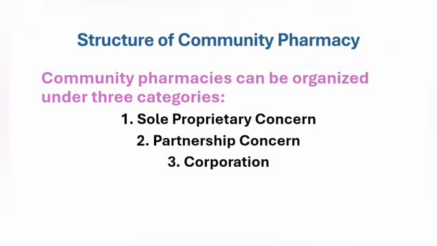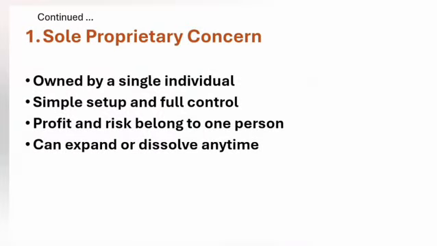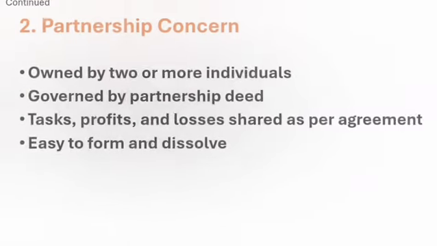Structure of community pharmacy. Community pharmacies can be organized under three categories. First, sole proprietary concern. Second, partnership concern. Third, corporation. First, sole proprietary concern: owned by a single individual. Simple setup and full control. Profit and risk belong to one person. Can be expanded or dissolved anytime.